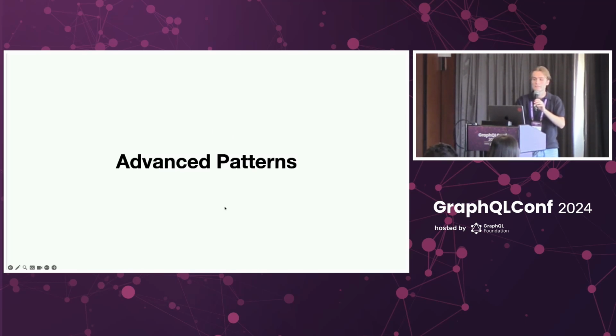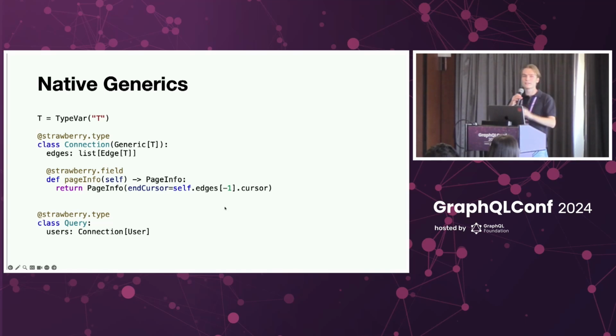The first one is native generics, one I really like, because in GraphQL you have many types like connections, which are reused throughout the entire schema, but in traditional schema-first approaches and in many code-first frameworks, you have to redefine your connection type for each and every type that is actually paginatable. And in Strawberry and in other implementation-first frameworks, you can just use the built-in generic feature of your language to define a generic connection type.